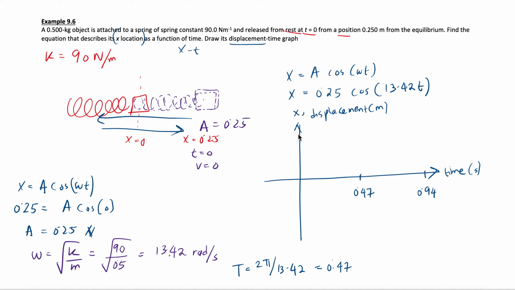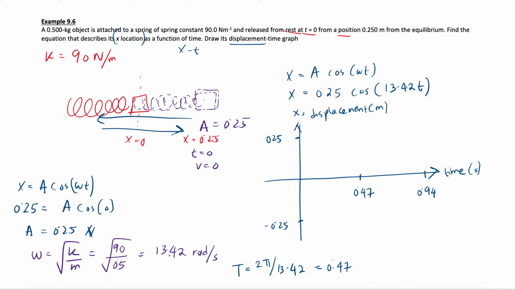Lepas tu my A, it goes from negative A to A. So ini macam besar sini sikit, macam ni. Ini macam pendek sangat pula. Sekejap. Okay, so that is my A, negative A. So A is 0.25. My minus A is negative 0.25.